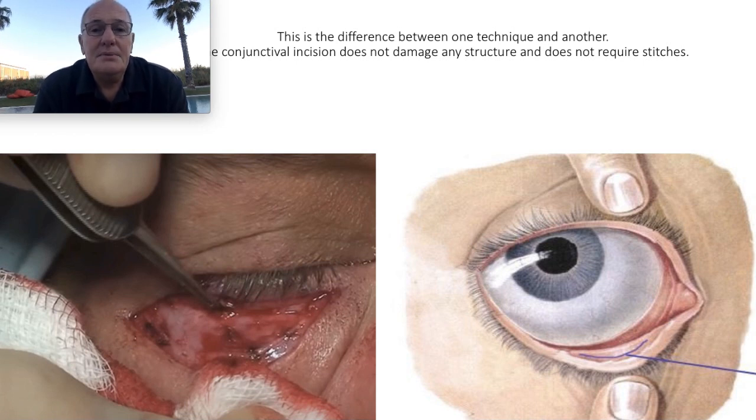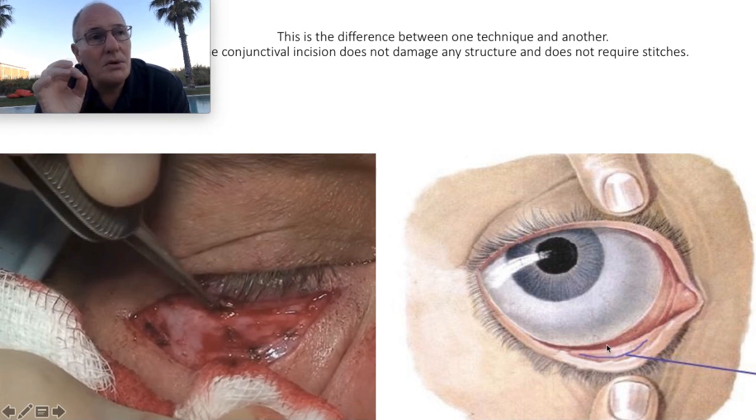The difference between one technique and another is that the conjunctival incision does not damage any structures and does not require stitches. Just a small incision here in the conjunctiva. These do not produce muscle damage, no damage.